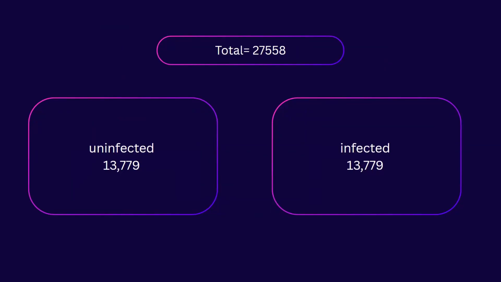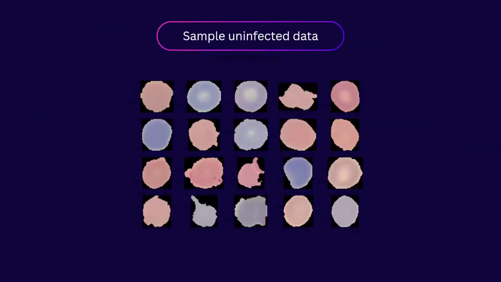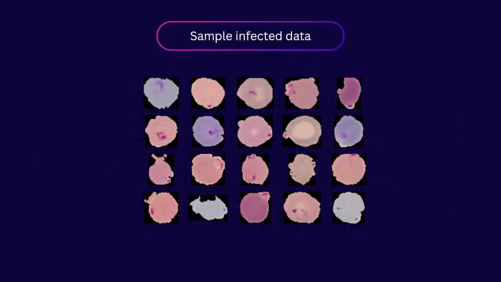Our data set comprises 27,558 images, of which the uninfected images are 13,779, and similarly the infected. Both are equally 50% divided. These are some samples of the uninfected data, and these are some samples of the infected data.